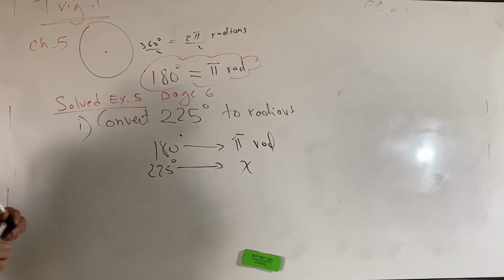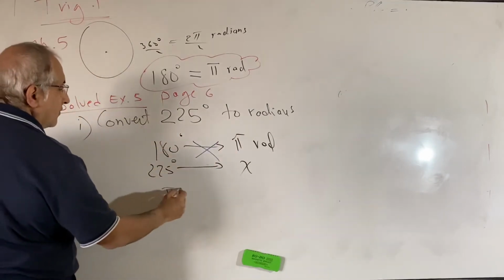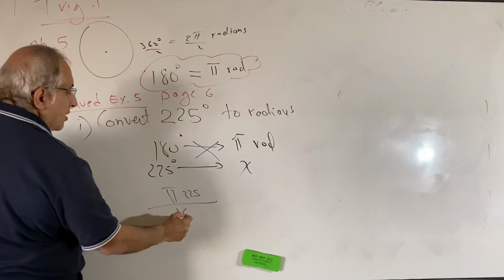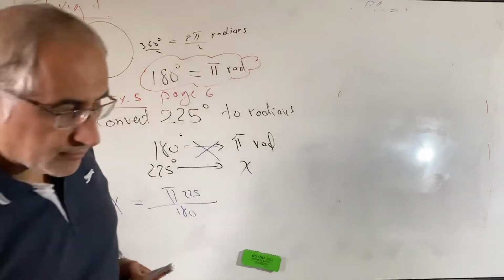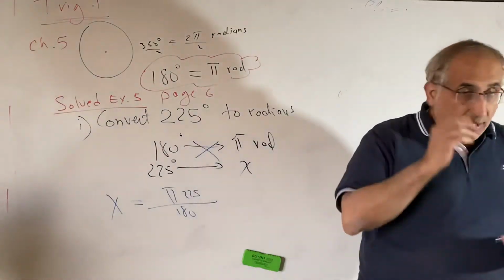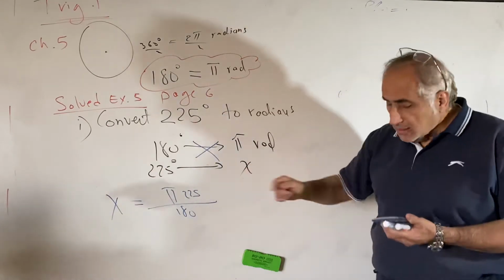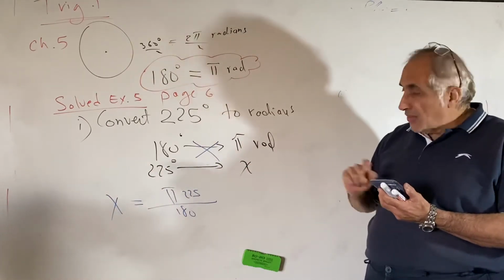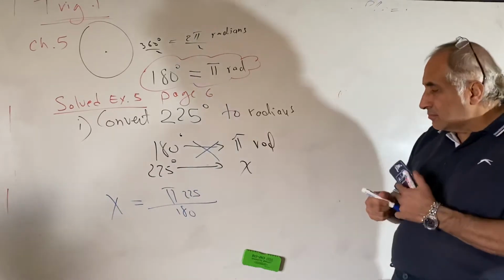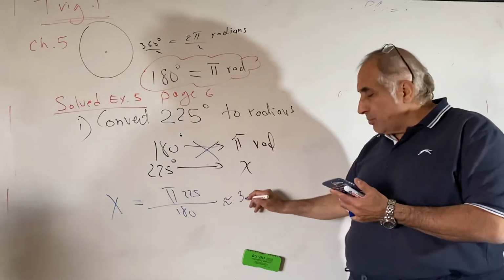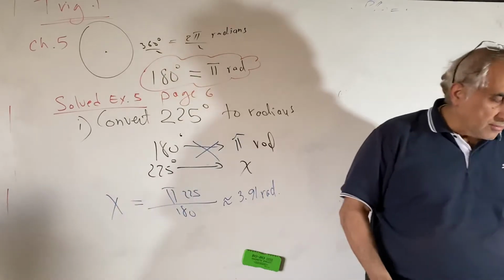The idea here is to cross multiply. So pi times 225 and divided by 180 degrees. Now it's your turn to go to the calculator. When you go to your calculator, simply shift pi, times it by 225, and that's divided by 180. Okay, the answer is roughly 3.91 radians. This is the first part of the question.